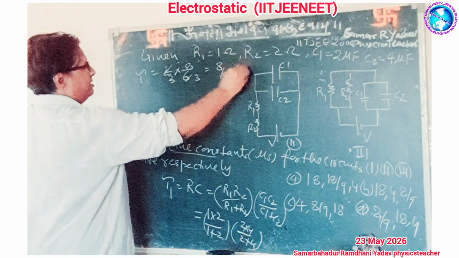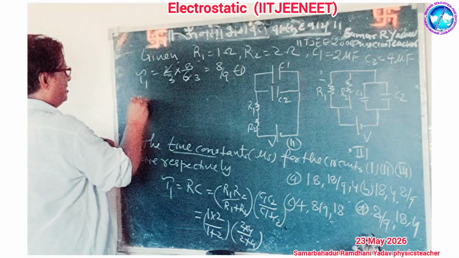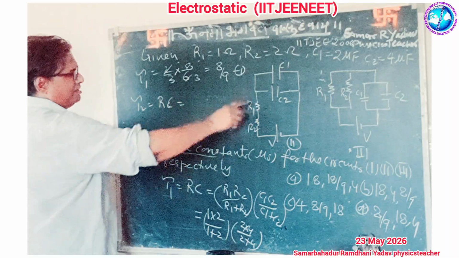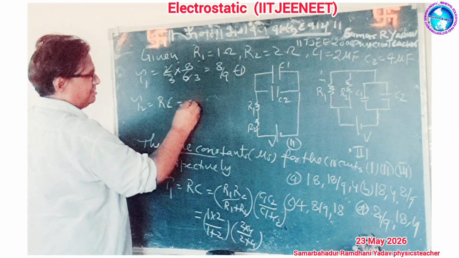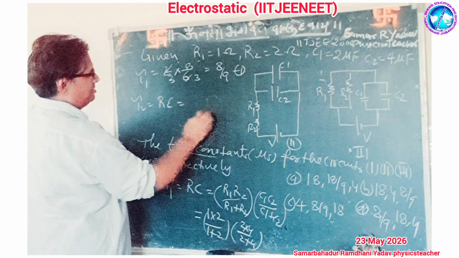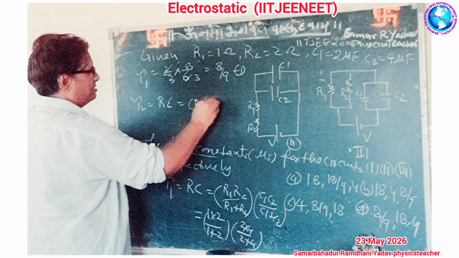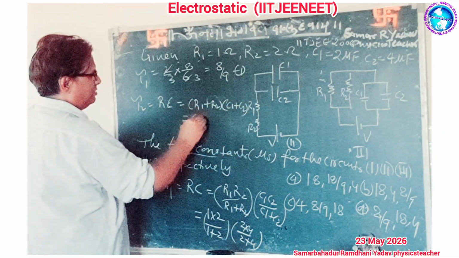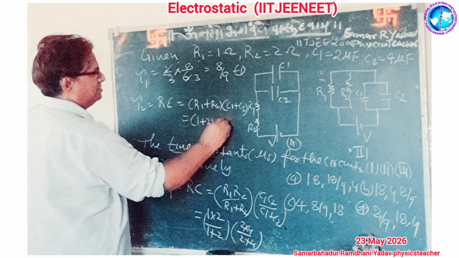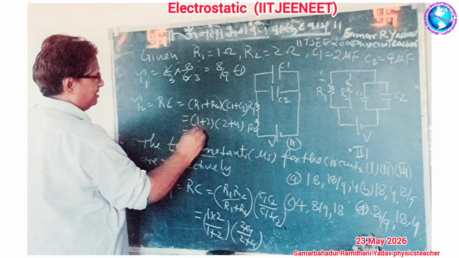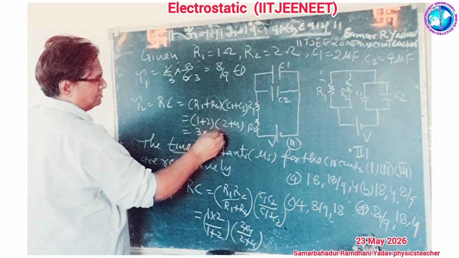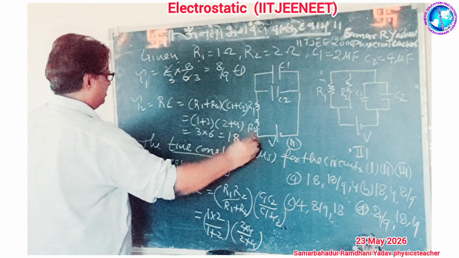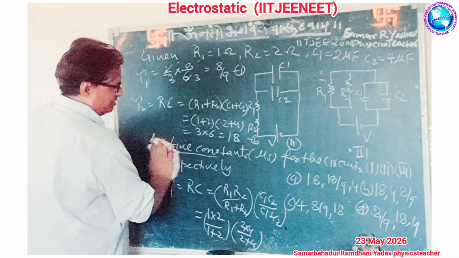This is 1. Now for the second circuit, tau 2 is equal to R into C. Here C1 and C2 are parallel and R is in series, so we can write R1 plus R2, and for the parallel connection C1 plus C2, which is 1 plus 2 and 2 plus 4. 3 into 6 is equal to 18. This is number 2.